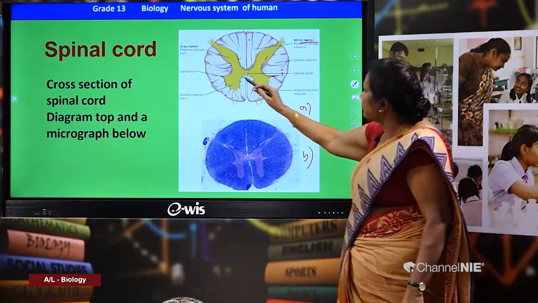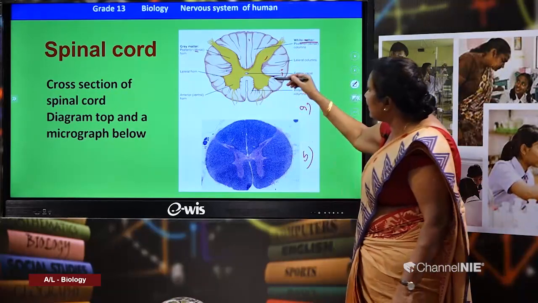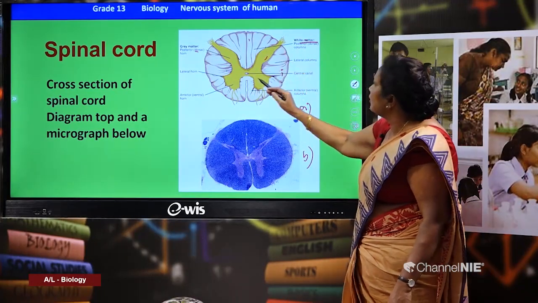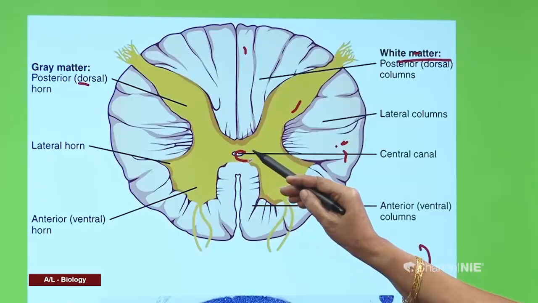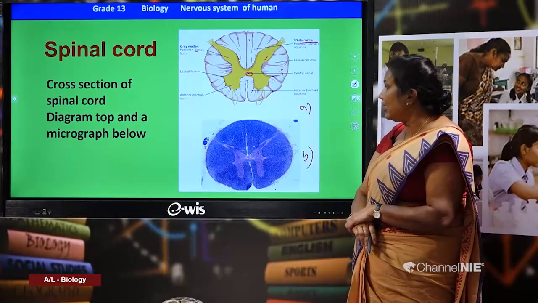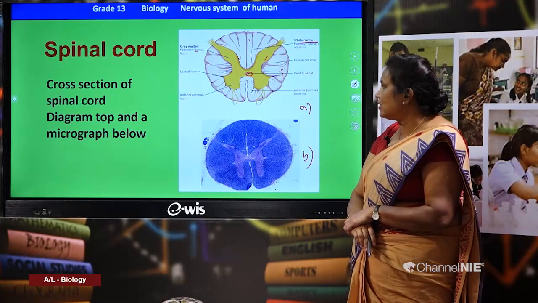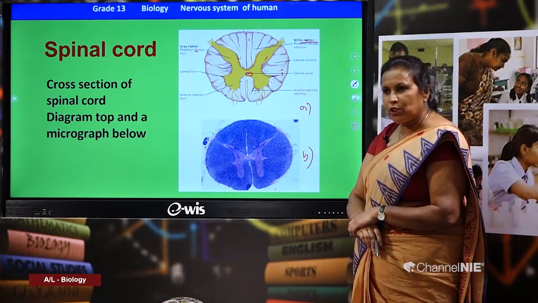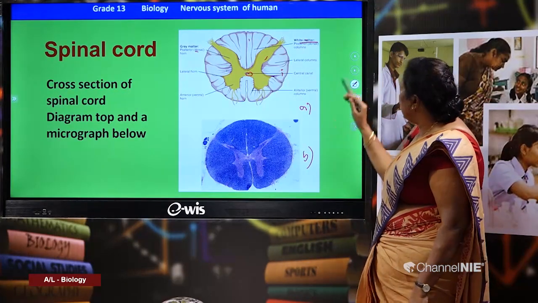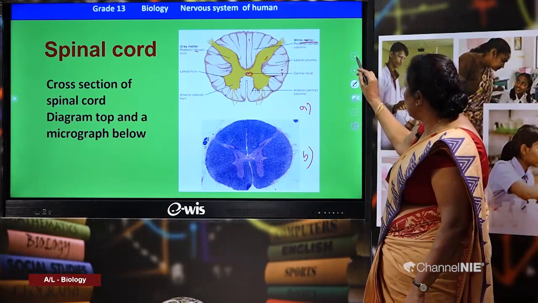Within the grey matter, this H zone, you can see a small canal which is called the central canal. That is the canal which connects with the ventricles in the brain, through which cerebrospinal fluid is flowing. Then I am moving to the next one.